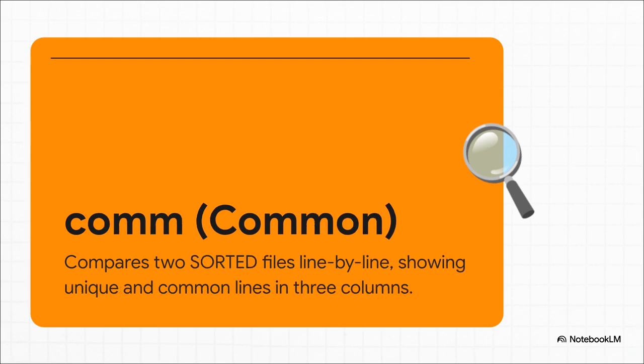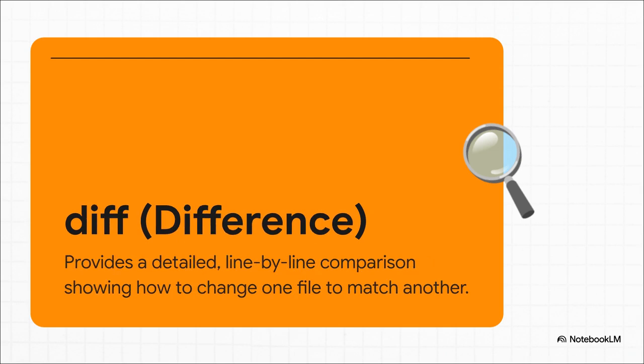Next is comm. Now, this is your go-to tool for comparing lists. Let's say you need to know which users exist on server A, but not on server B. comm is perfect for that. But, and this is a big but, it has one critical rule, a classic interview gotcha. Your input files absolutely have to be sorted alphabetically first. If they're not, the results are just going to be meaningless garbage. And finally, the powerhouse of the group, diff.